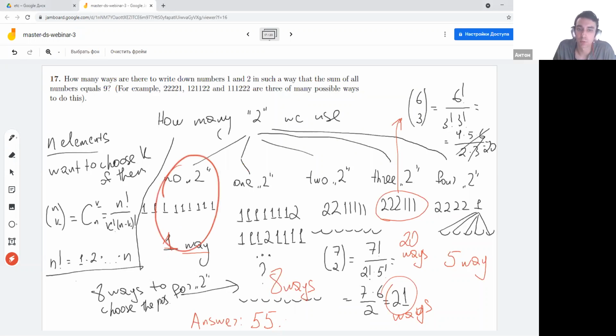Defined by the number of 2s used in each sequence. And then I computed the number of corresponding sequences for each group. And then I just summed up. That is what I did. So actually it's a simple combinatorics, but there is much to count and much to write. So it may seem scary.